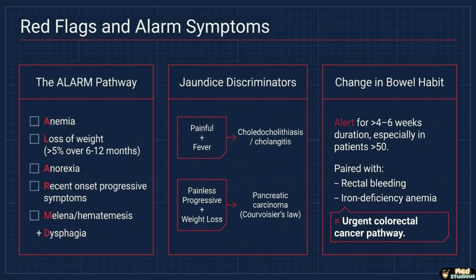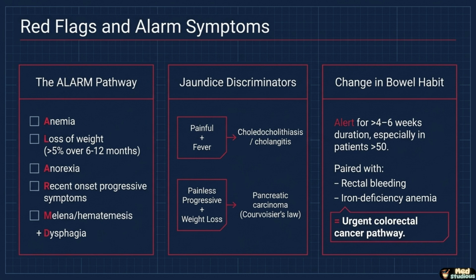Every GI history needs a built-in alarm system, and the alarm pathway is the framework used across UK and international exam systems to trigger urgent investigation. The letters stand for anemia, loss of weight exceeding 5% over 6 to 12 months, anorexia, recent onset of progressive symptoms, and melena or hematemesis, with dysphagia often added as a sixth red flag. Any one of these in a patient with dyspepsia mandates urgent endoscopy rather than empirical treatment.